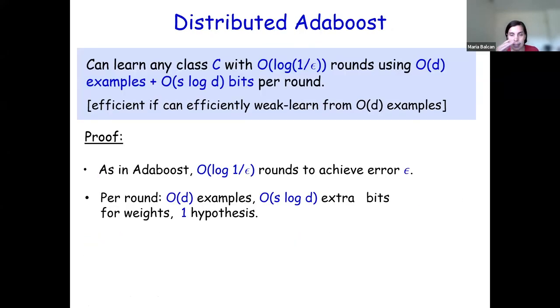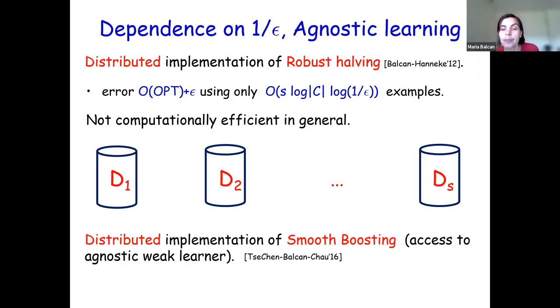Okay, but it's very interesting still, because here we are able to learn with only log of epsilon examples of communication, roughly speaking, while in our baseline, where we do random sampling from each player locally and send it to the center, that baseline required d over epsilon examples of communication. So here you already get an exponential improvement in communication complexity by using this distributed implementation of AdaBoost.